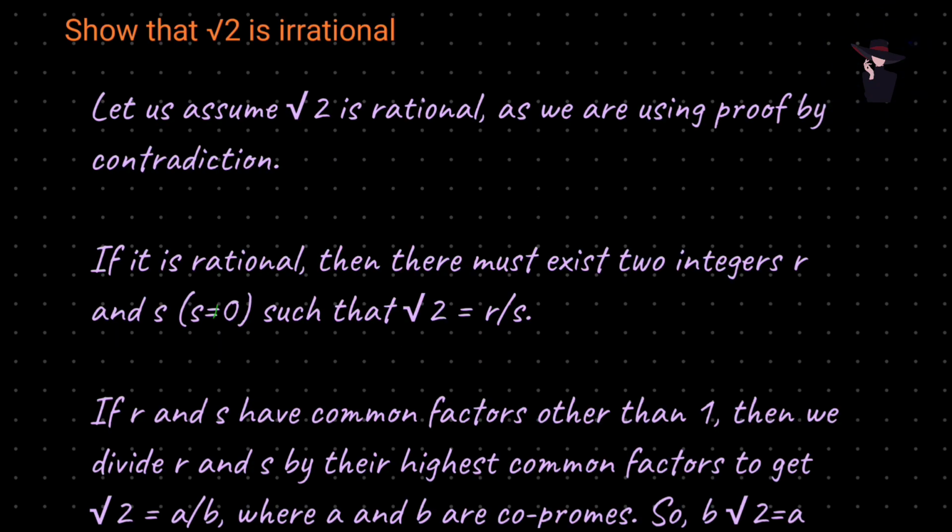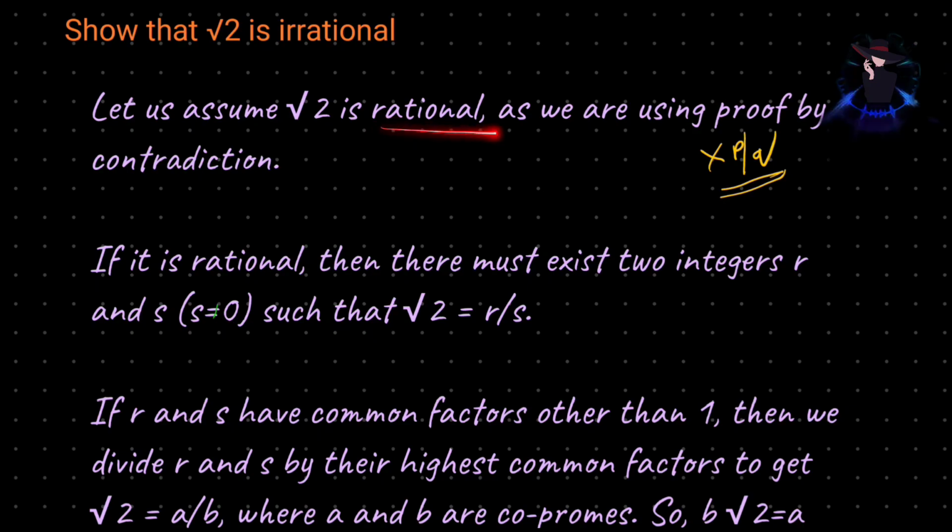Let us see an example. So this is the procedure by which we are going to solve all of the further problems. Show that root 2 is irrational. What is irrational? Which is not in the form of p by q, right? We have already learned about it in our first tutorial. So we need to show that root 2 is irrational. So how are we going to do it?